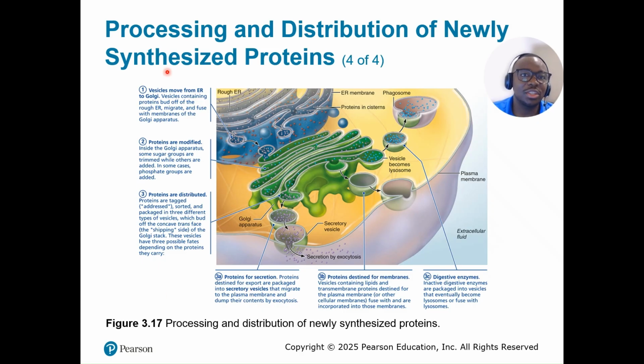3A describes the fate of proteins for secretion. Proteins destined for export are packaged into secretory vesicles that migrate to the plasma membrane and release their content by exocytosis. 3B describes the fate of proteins destined for membranes. Vesicles containing lipids and transmembrane proteins destined for the plasma membrane or other cellular membranes fuse with and are incorporated into those membranes. 3C describes the fate of digestive proteins. Inactive digestive enzymes are packaged into vesicles that eventually become lysosomes or fuse with the lysosomes.